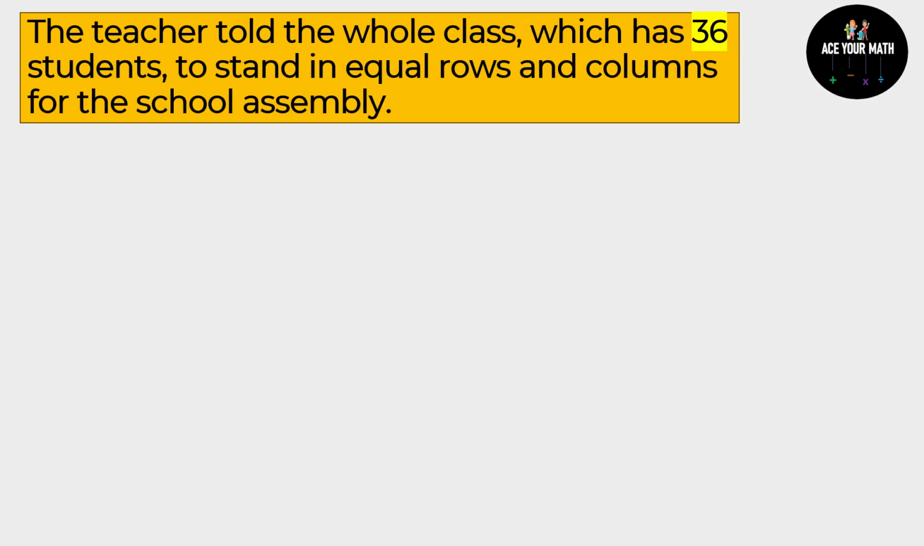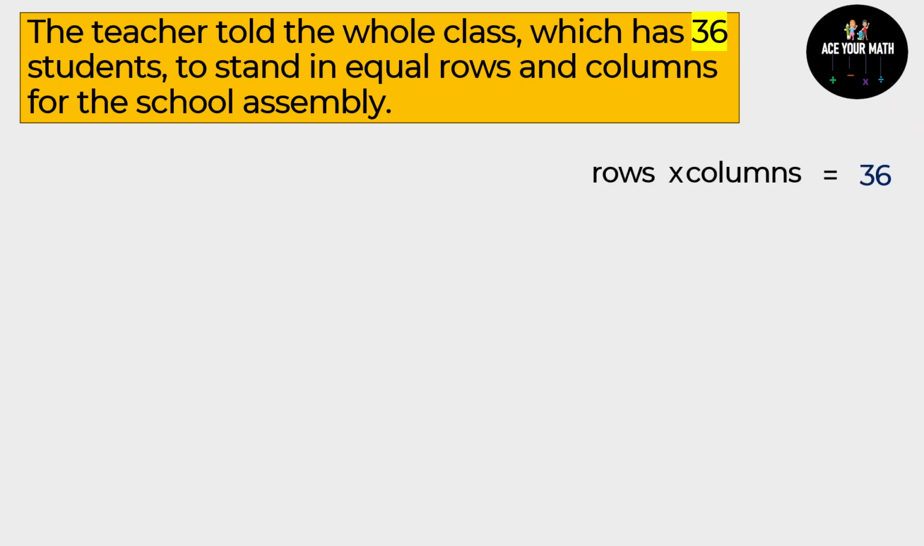Now let's take one more real life example. The teacher told the whole class, which has 36 students, to stand in equal rows and equal columns for the school assembly. It means you have to arrange the students in the form of rows and columns. So if you are making 10 rows, then each row should have 10 students only. That means equal rows and columns.